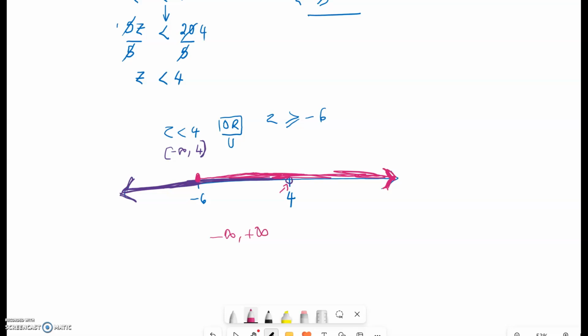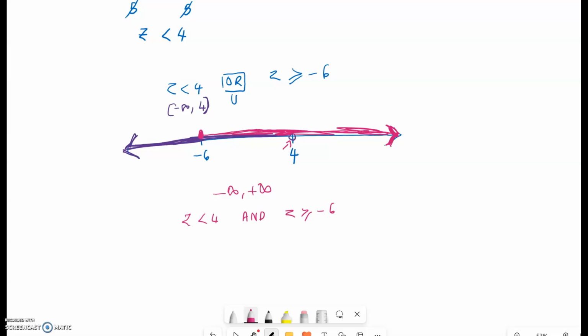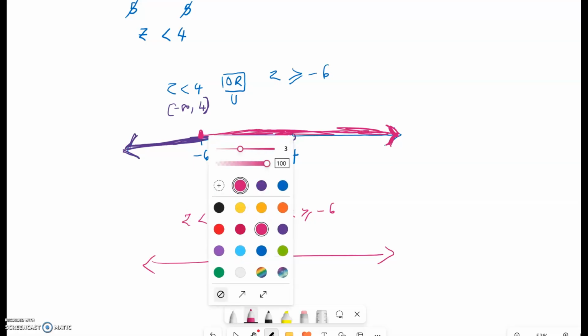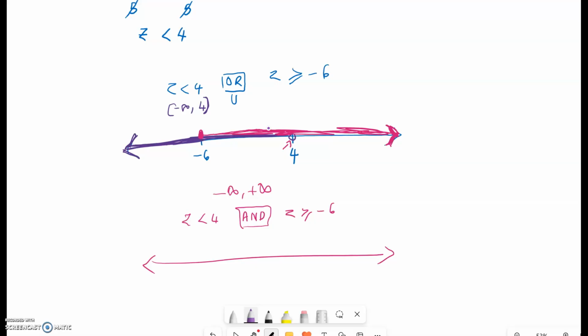Now let's see what the intersection of these two is. What if I said z is less than 4 and z is greater than or equal to negative 6. Let's see what that looks like. The word and says it has to be the overlap of the two. So let's quickly look at it once again. Z less than 4. Let's use color. Z less than 4. Strictly less than 4. So we're going to put a circle here and then everything to the left of it.